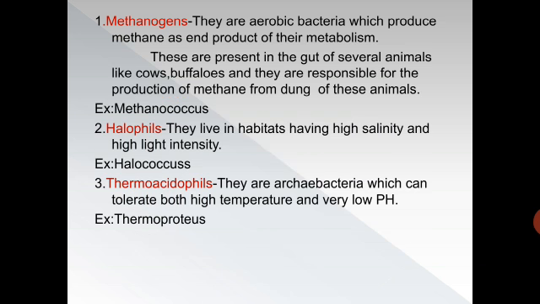The third type of bacteria is thermoacidophils. They are Archaebacteria which can tolerate both high temperature and very low pH. They are able to flourish under high temperature and low pH due to special branched chain lipids in their cell membranes. They reduce cell fluidity. Enzymes are resistant to high temperature coagulation, and enzymes have optima at low pH. So this is the reason why they survive under high temperature and very low pH. Example is Thermoplasma.